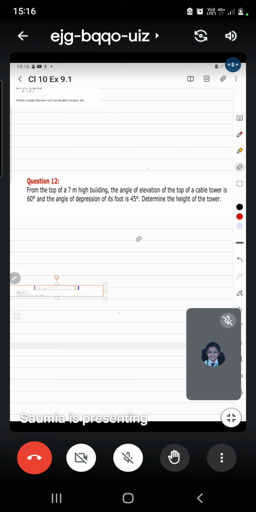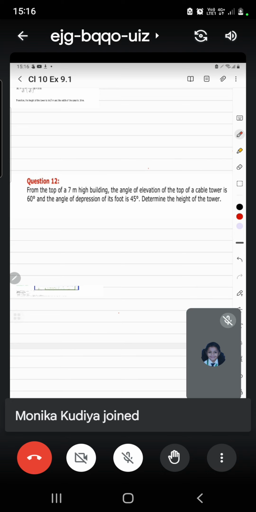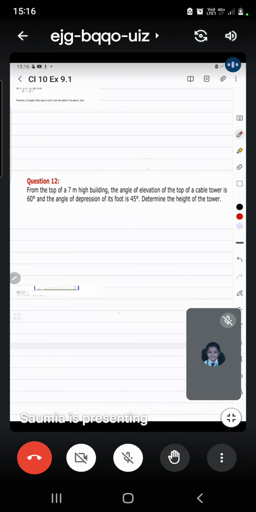So what do we have? Yes, Rishti, correct. Okay. So I have a building and I have a tower. I saw the angle of elevation of the tower is larger, so I made it bigger. Now it is written 7-meter high building. So this is 7 meter.